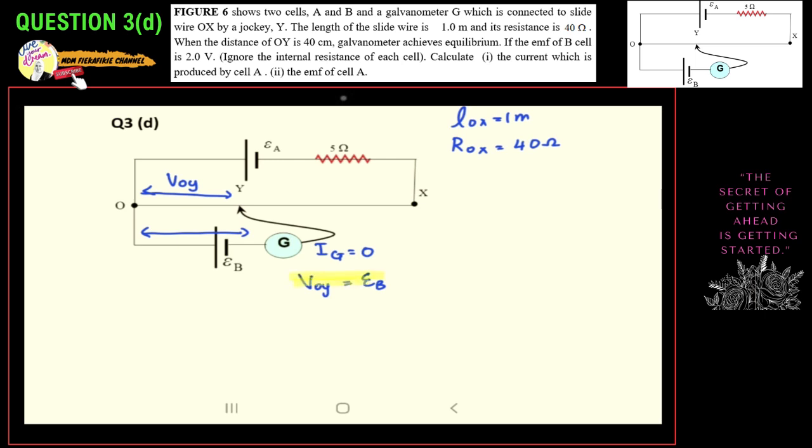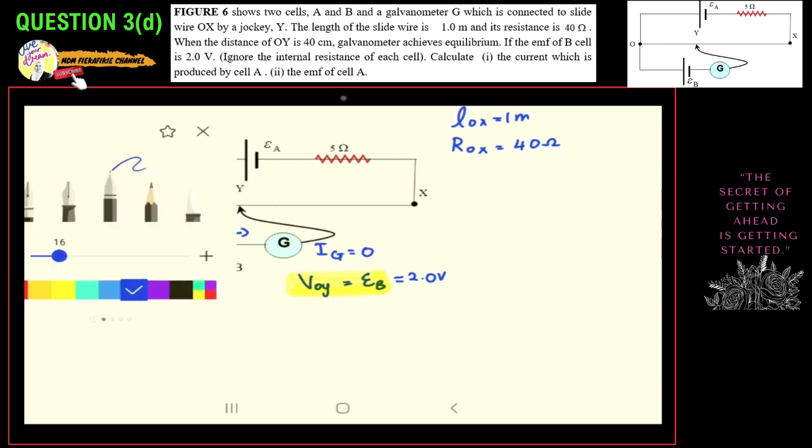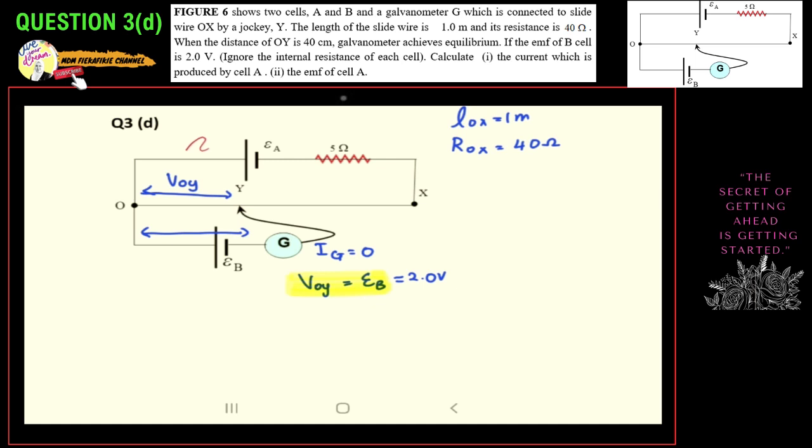So ini yang you kena ingat konsep dia kat sini. Okay, lagi apa dia kata? If the EMF of B cell is 2.0 volt, oh dia dah bagi dah. So EMFB is equal to 2.0 volt. Ignore the internal resistance of each cell, maknanya tak ada internal resistance of each cell. So we want to calculate the current which is produced by cell A, so we want to calculate what is the current I here, yang pass through this circuit.